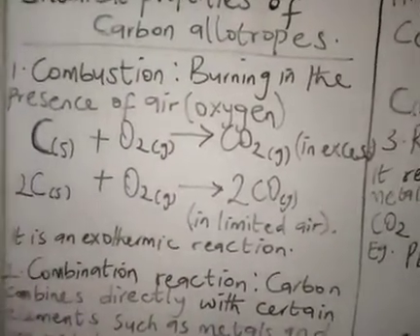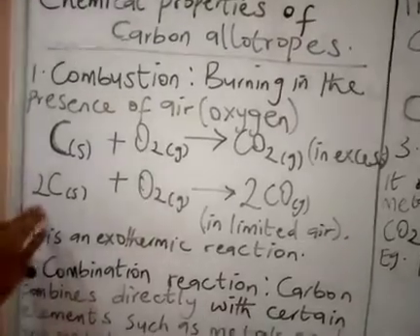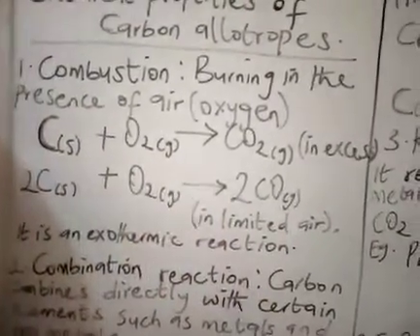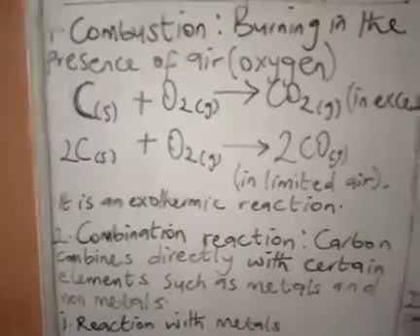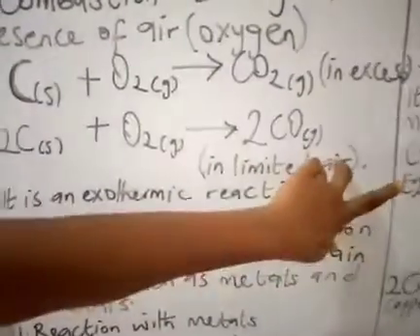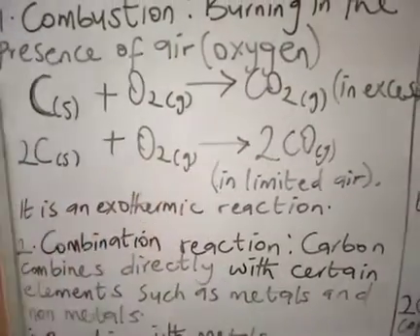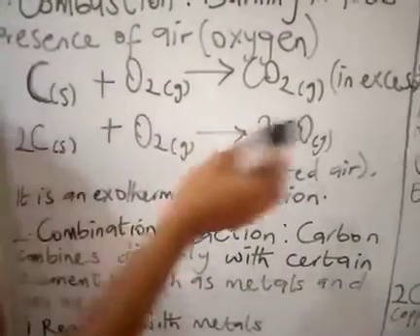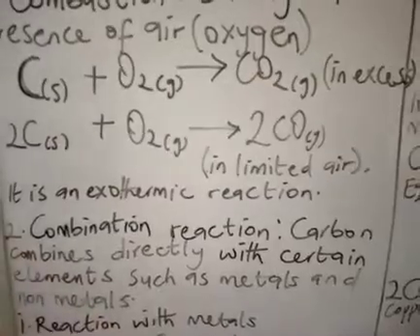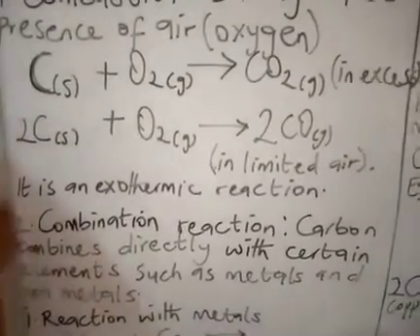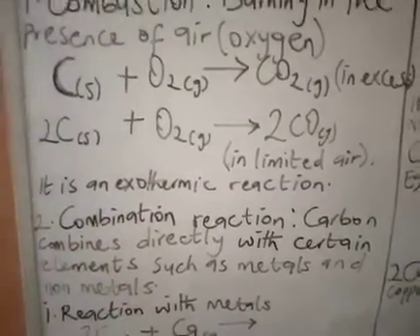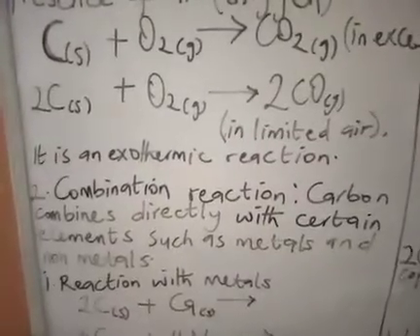And the second reaction: we have a limited supply of oxygen. Remember we said oxygen is present in air, so this is limited air. With a limited supply of oxygen, we have carbon monoxide, or carbon(II) oxide, formed. Remember, I said it releases heat, lots of heat, to the atmosphere.